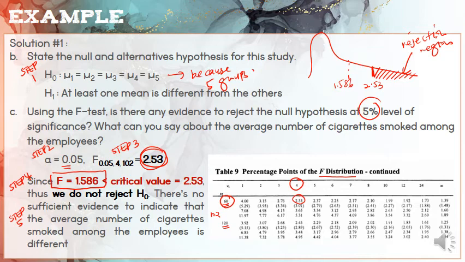So, if we do not reject our H null, okay, it asks here, what can you say about the average number of cigarette smoke? So, there is no sufficient evidence to indicate that the average number of cigarette smoke among the employees is different. Okay, so like I told you before, for any hypothesis testing question, I would suggest you do it step by step, show step by step in your answer paper. Okay, it will make it easier for me and other lecturers to see your answer.